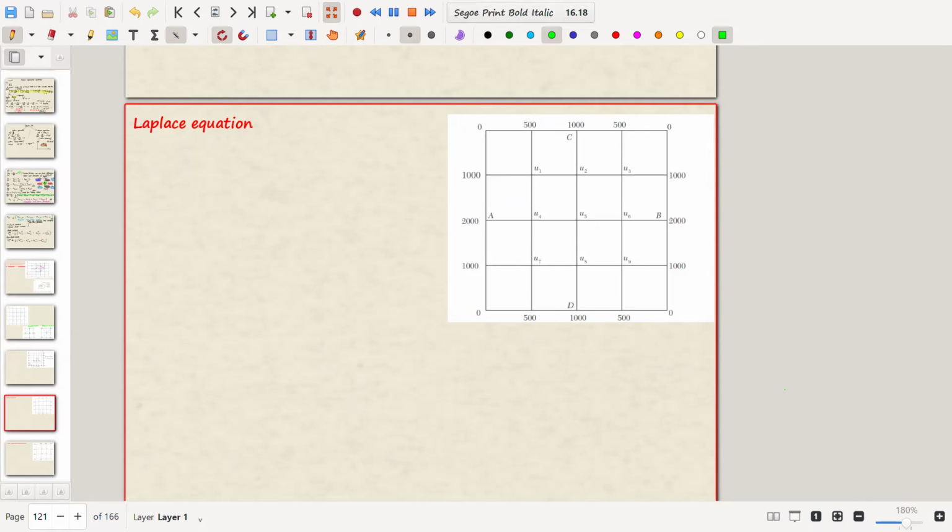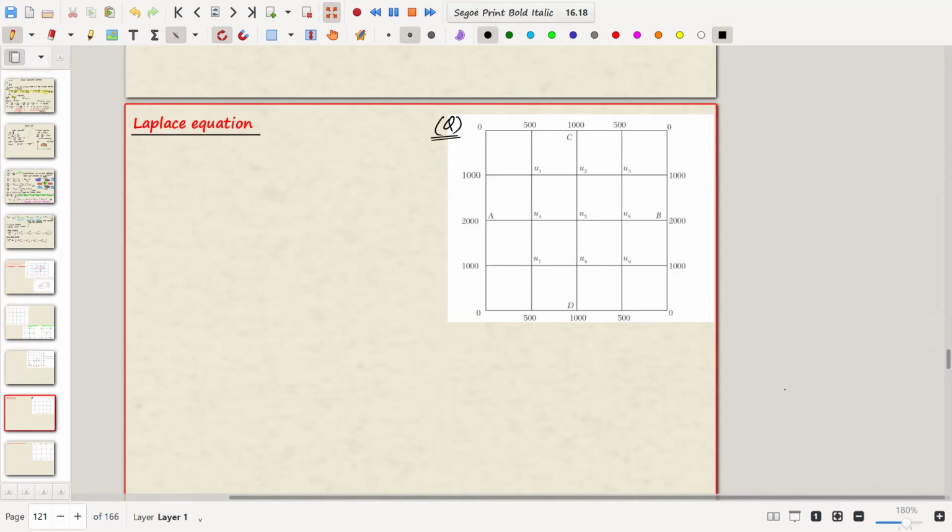So this is the question. This is the Laplace equation. This is the grid given to you. Your job is to find U1 to U9. How will you find it? How many of you think that it is very hard? It might be very hard, but the moment I break it down in front of you, it will be very easy.